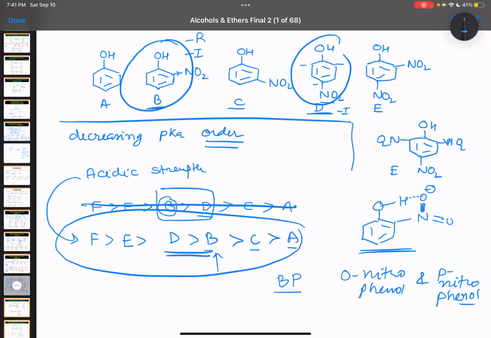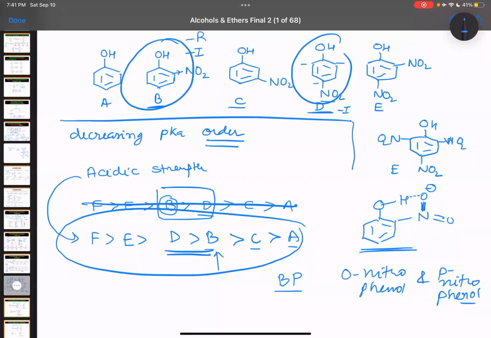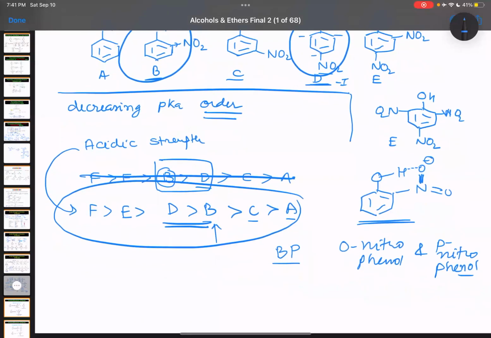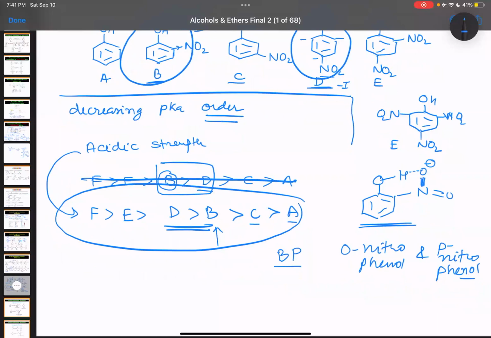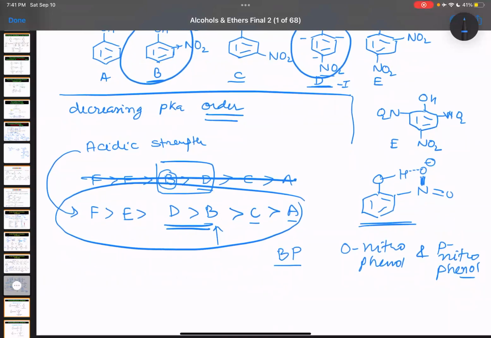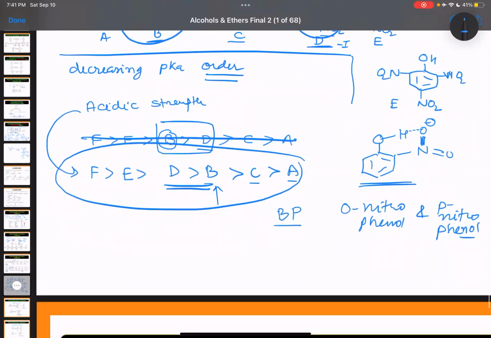This is also very common. Yeah, tell me. Which one is having higher boiling point? Paranitrophenol. Yeah, paranitrophenol is going to be having higher boiling point.